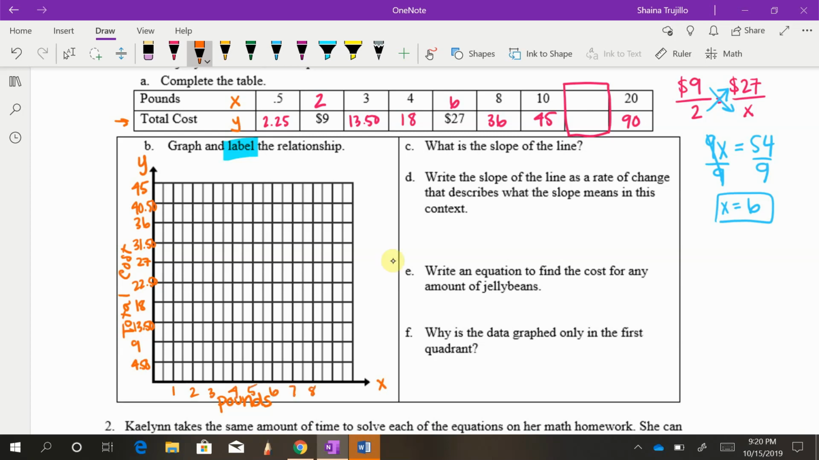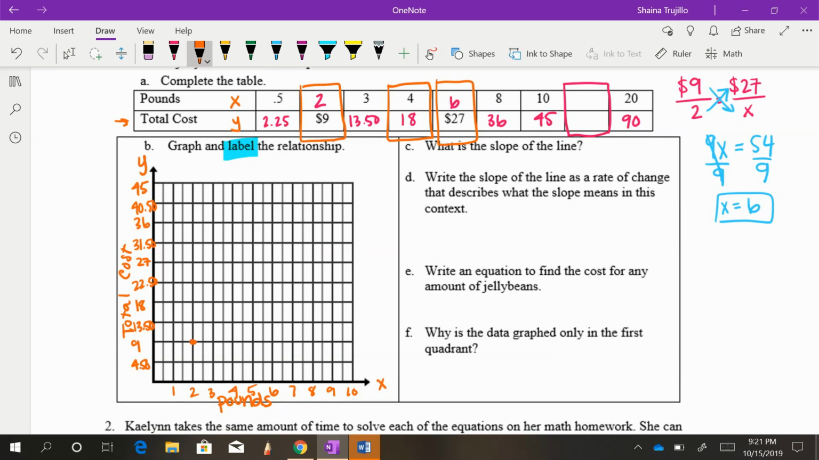So my units are going up by 1. Now, how I want you to graph this is I want you to pick 3 coordinate pairs, and I'm just going to pick 2, 4, and 6. Why not?